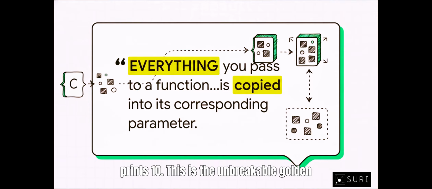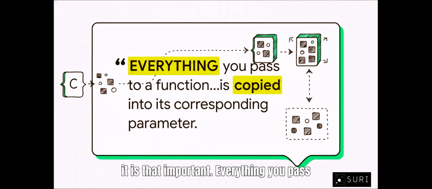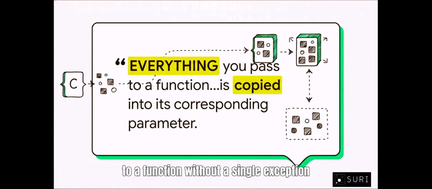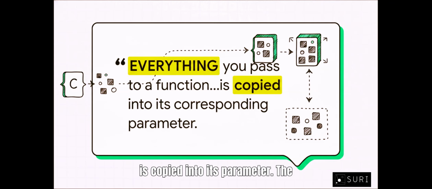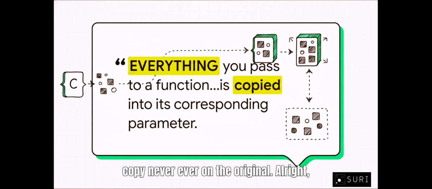This is the unbreakable golden rule of C. Let's say it again, because it is that important. Everything you pass to a function, without a single exception, is copied into its parameter. The function always works on its own private copy, never, ever on the original.